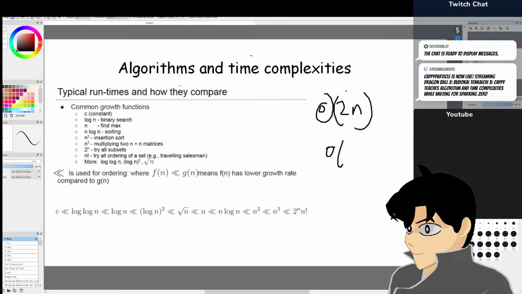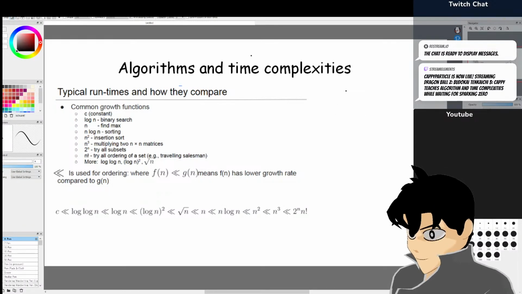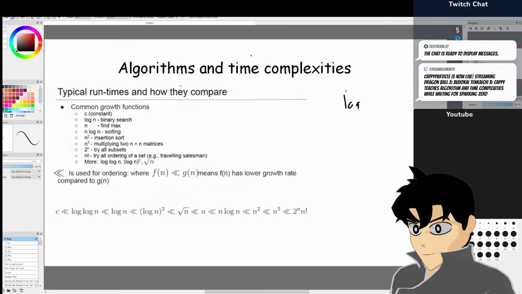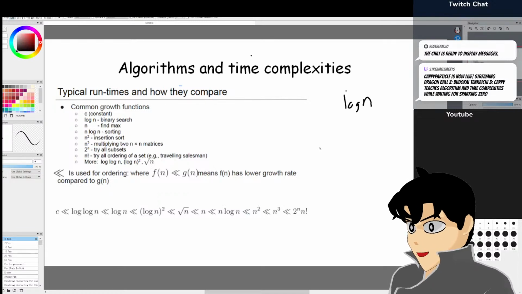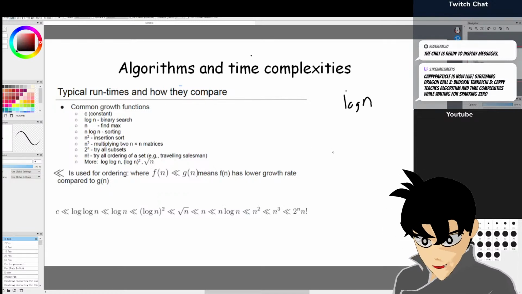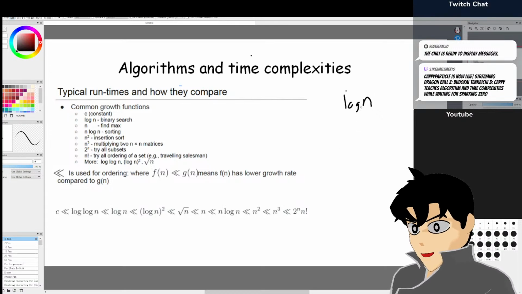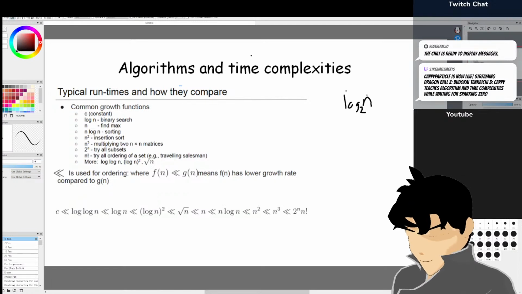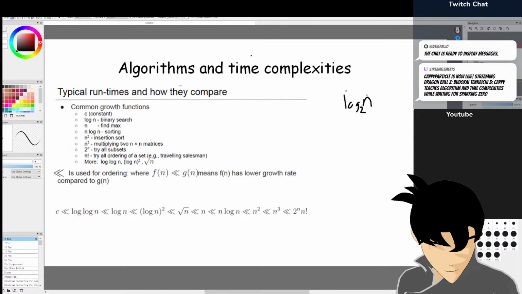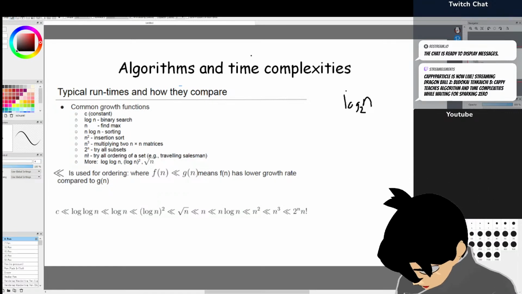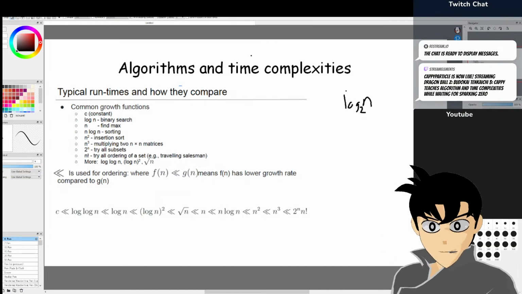Let me get rid of these. Also go into a new layer. So log n. Okay, let me try thinking. How do I explain log n? Typically log n is more actually like a log 2n, and then from there we just explain it. Oh, let me get a different picture actually. There's a different picture I could use that explains things in the background too. Time complexities.